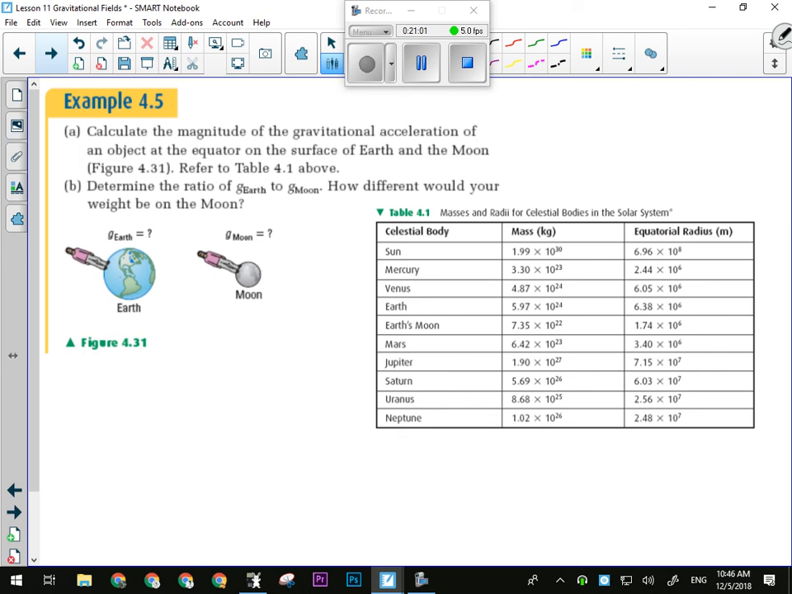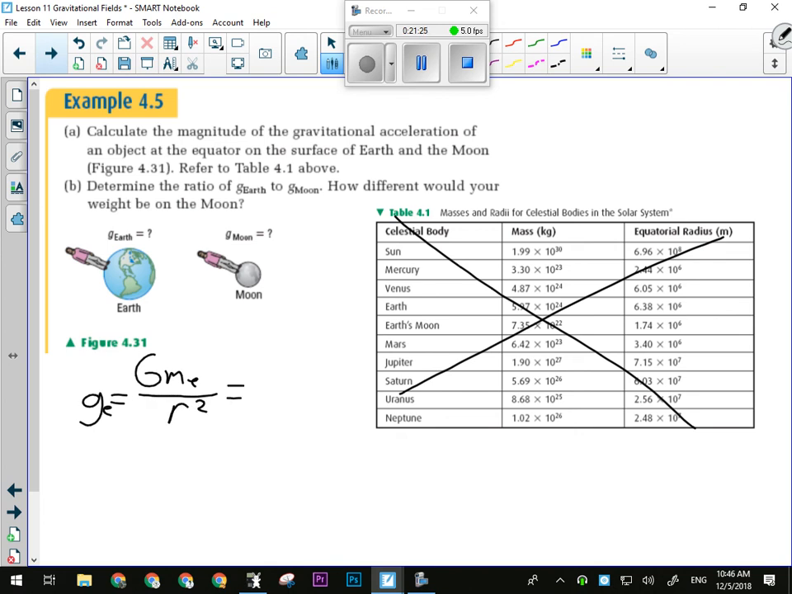And then we'll determine their ratio, so how many times greater it is on the moon than the Earth. We're not going to use their numbers, we'll use our numbers. I want to calculate the gravitational acceleration or field strength on the Earth at the equator. So that's going to be big G times the mass of the Earth over r squared.